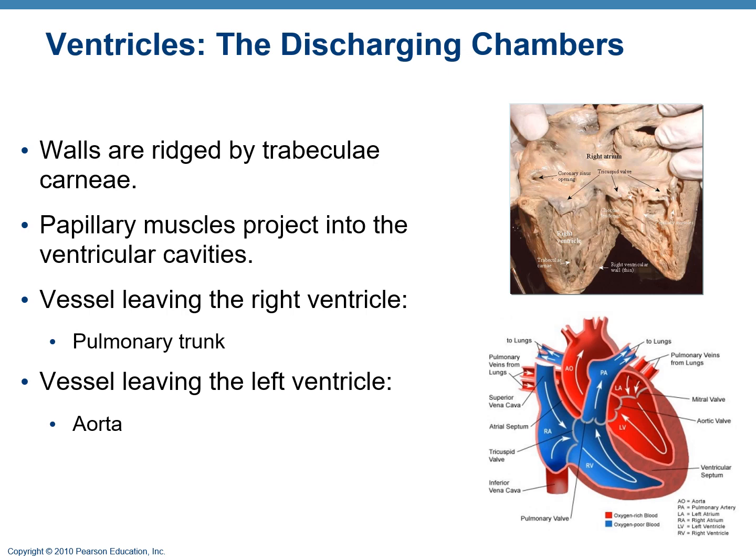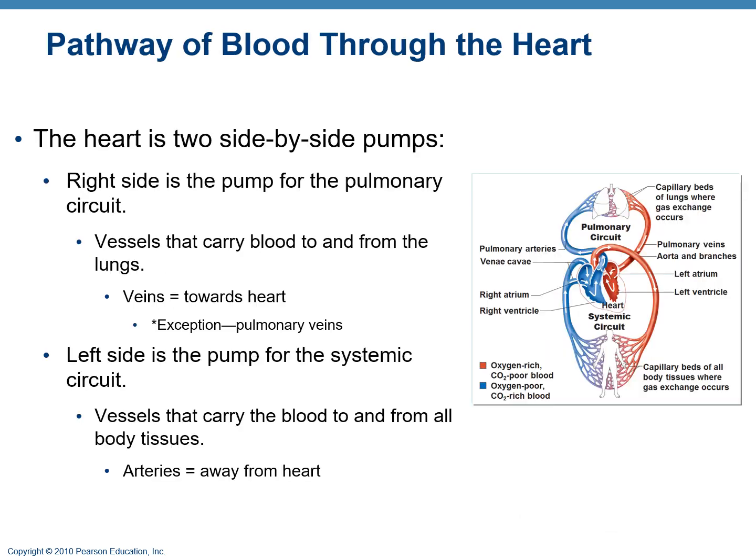The ventricles are the discharging or pumping chambers. Their walls are ridged by trabeculae carneae, and there are papillary muscles that project into the ventricular cavities. The vessel that's leaving the right ventricle is the pulmonary trunk, and I know I botched this on the question for the homework. The vessel that's leaving the left ventricle is the aorta. I think I just stated aorta twice.